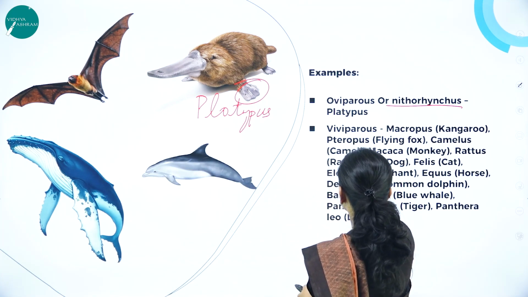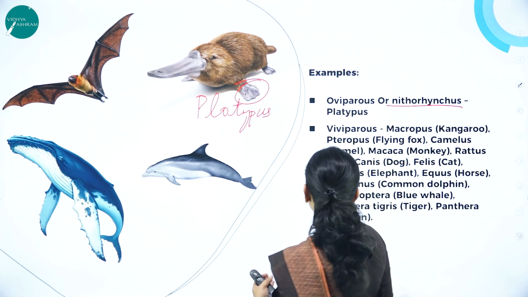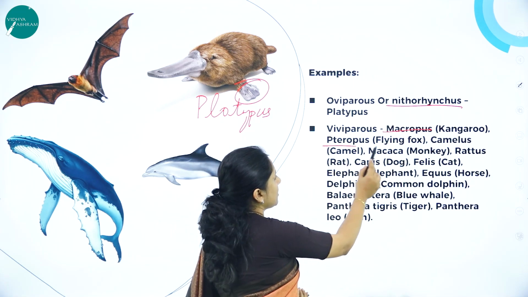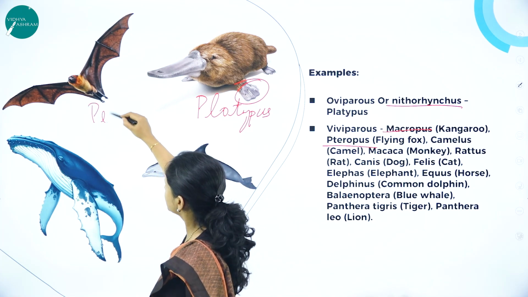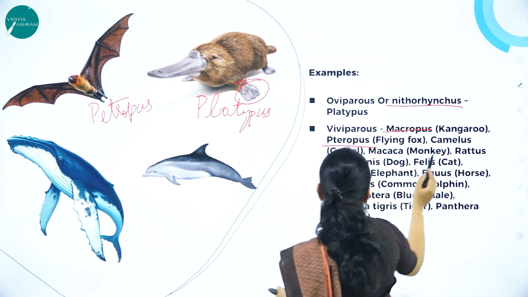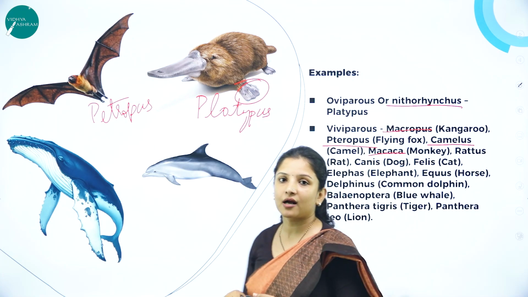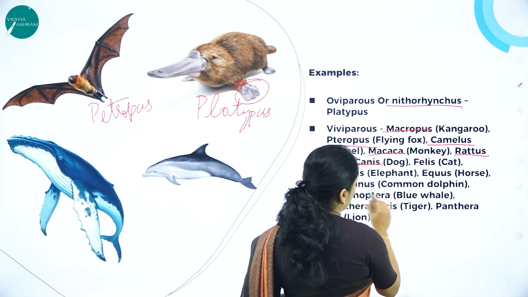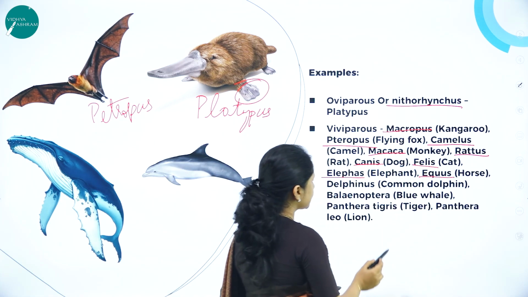And some of the viviparous, that is the mammals which directly give birth to young ones. There is Macropus, which is kangaroo. Pteropus, that is flying fox. So, flying fox is nothing but the fruit bat. So, this is Pteropus, the flying fox. And then there is Camelus, which is camel. Then Macaca, that is Rhesus macaque, which is monkey. Then Rattus, rat. Canis, dog. Felis, cat. Elephas, elephant. Equus, horse.